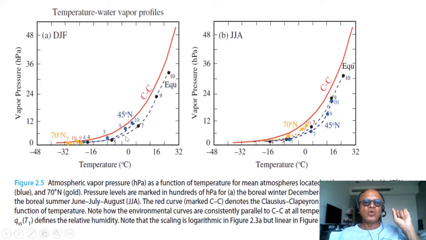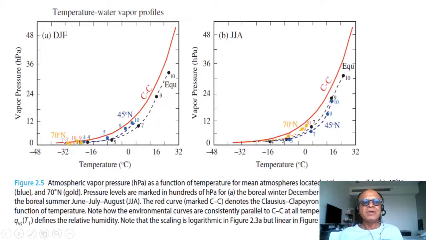But if you look at the equator and at 45 degrees north and at 70 degrees north, obviously as you go to higher latitudes, the mean temperatures are lower, and the water vapor pressure is going to be much lower. The numbers on top here are the surface pressures in hundreds of hectopascals. Okay, so this is 1000, which is basically surface, 900, which is in the middle of the planetary boundary layer, and so on. And if you look at the same pressure here, you are at a much lower temperature and water vapor pressure, and same for the high latitudes, mid latitudes.